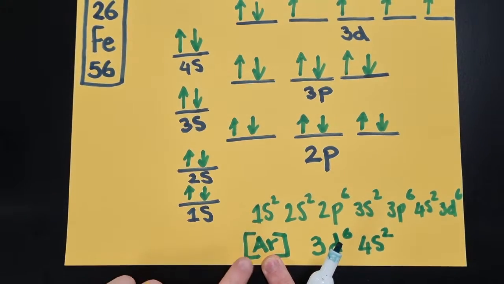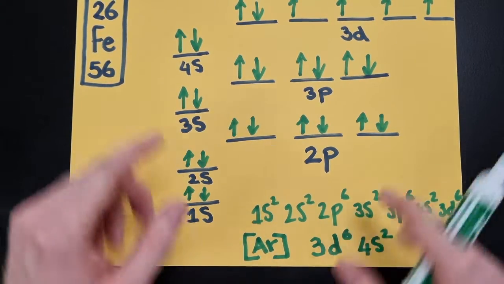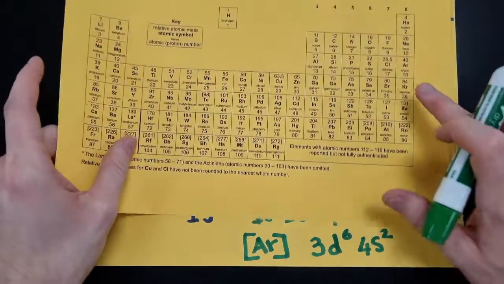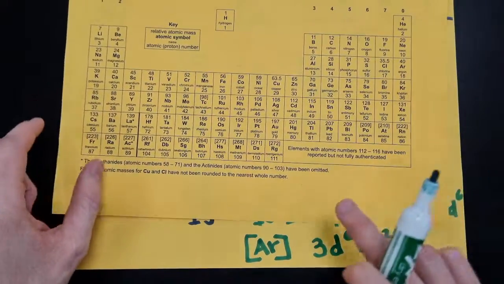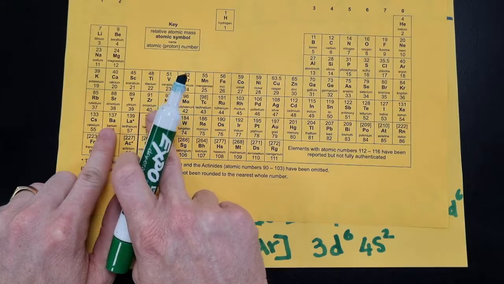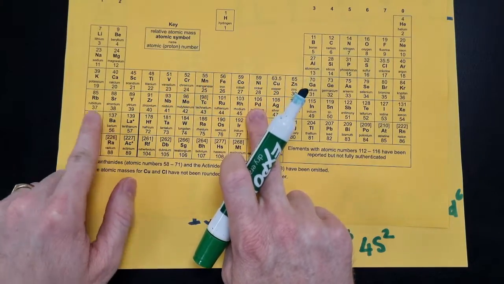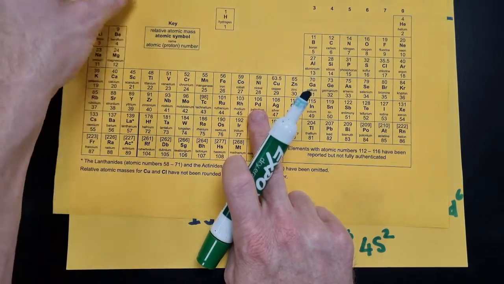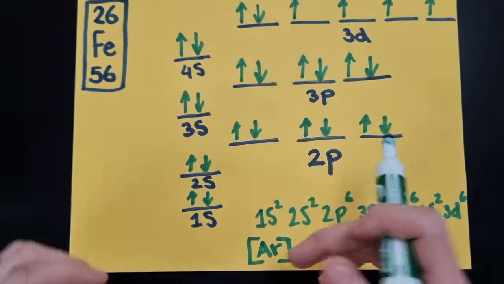In this case, I've got my brackets Ar for argon, saying, hey, start at argon and add 3D from there, and 4s, which is a little bit of an addition.